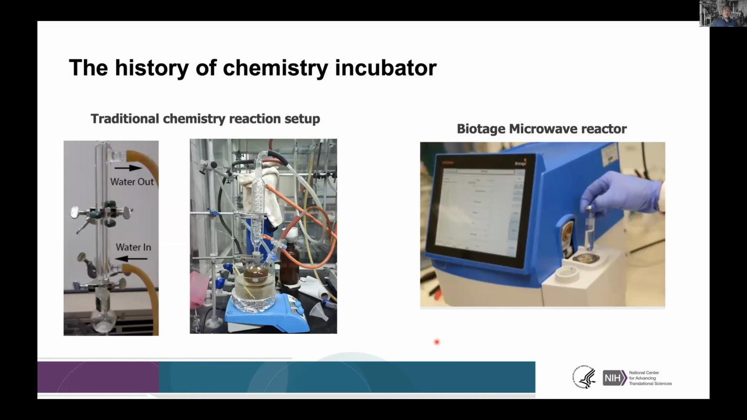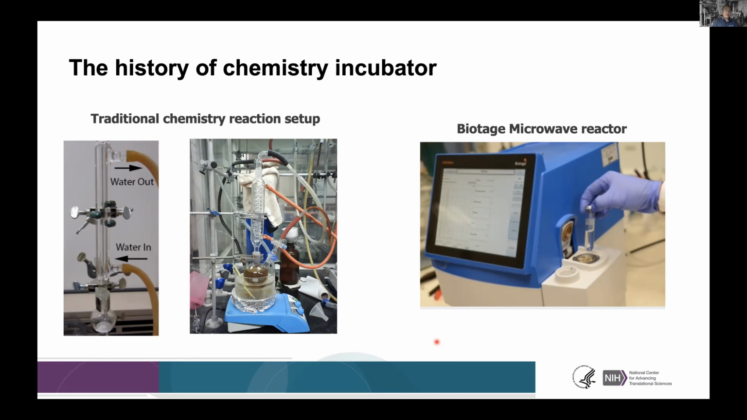And before we get into the Indigo, I wanted to trace back to the history of the chemistry incubator. Even for a very simple reaction like a heating reaction in our lab, if you use the traditional way, it's going to involve a lot of glassware and a lot of resources, like heating, water, and a condenser for cooling. Everything will be set up by the chemist, and it's only one-time use. After you use it, you have to disassemble and wash everything again.